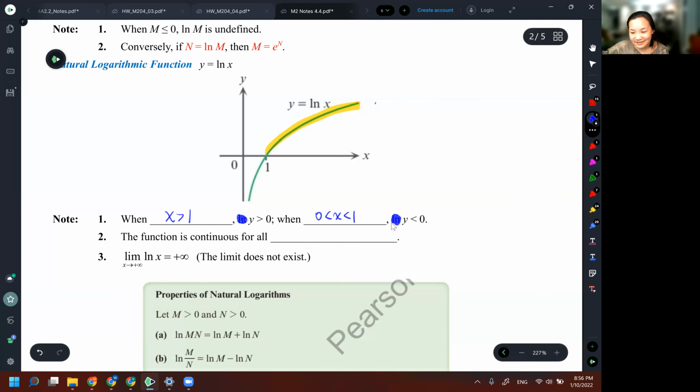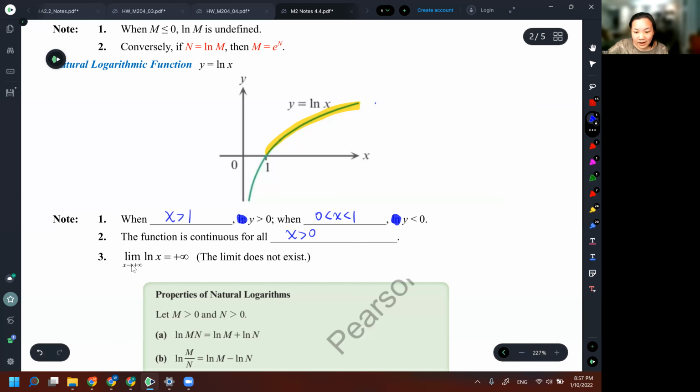I didn't know there is a question like this. It's very timely. So second note, the function is continuous for all values of x. No, not for all values. Okay, sorry, I made a mistake. It's continuous when x is greater than 0. When x is smaller or equal to 0, there is no value, so you cannot say continuous or discontinuous.